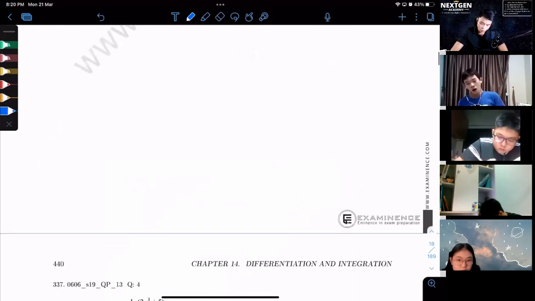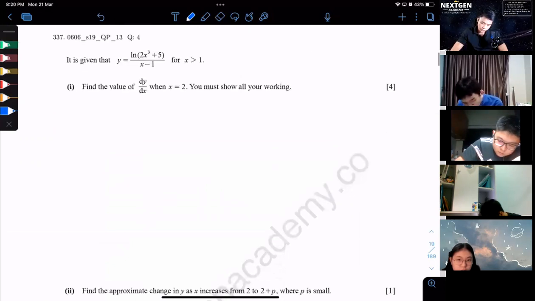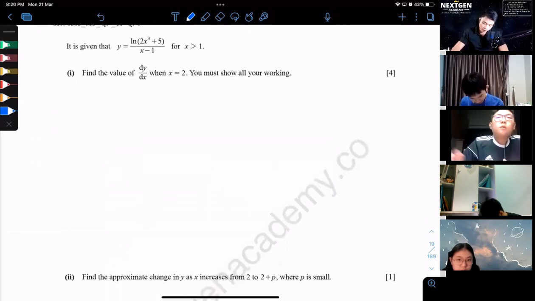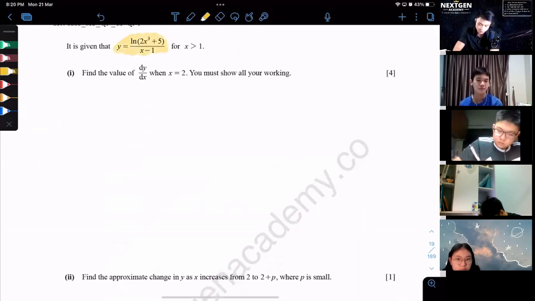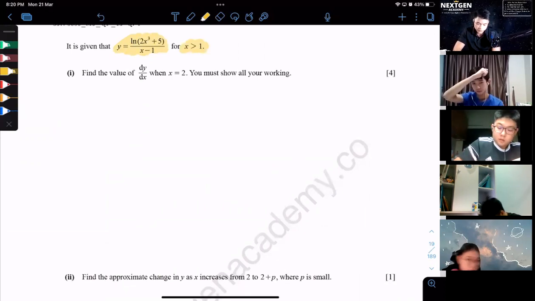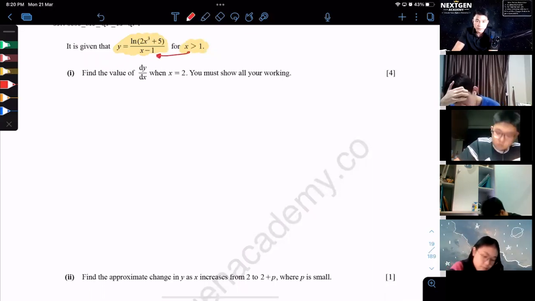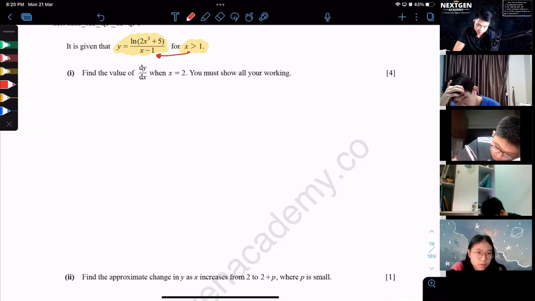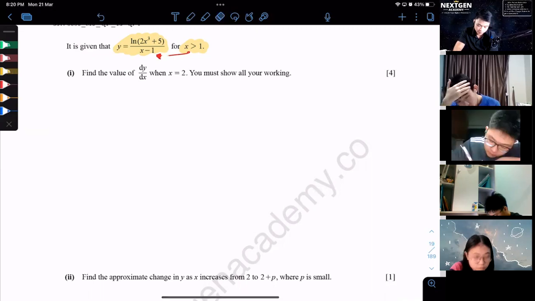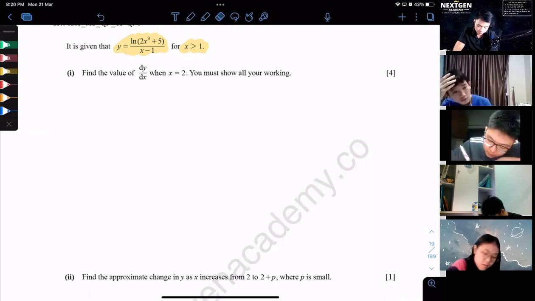Let's go to question 337. It is given that y equals ln of 2x cubed plus 5 over x minus 1, for x more than 1. Why do they say x more than 1? You all see, it's over here, your x must be more than 1. Sorry, it's not because of that. Probably the ln, that's why.